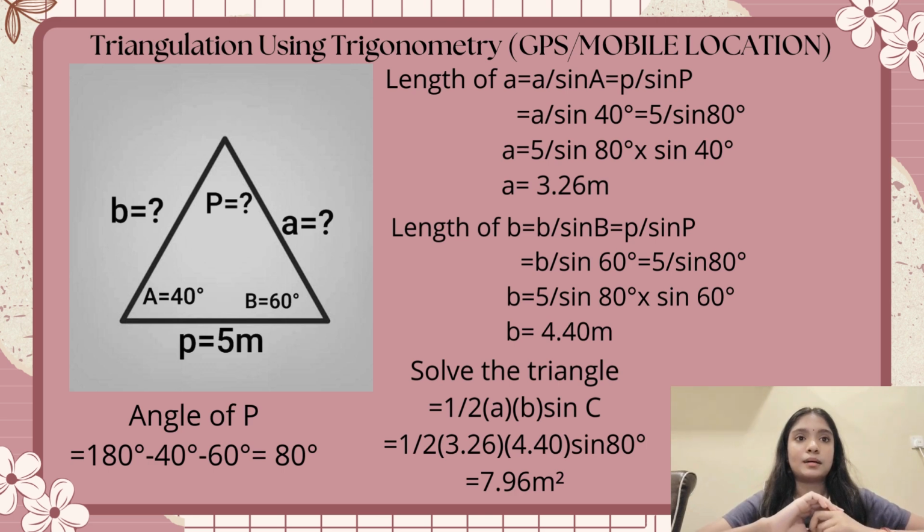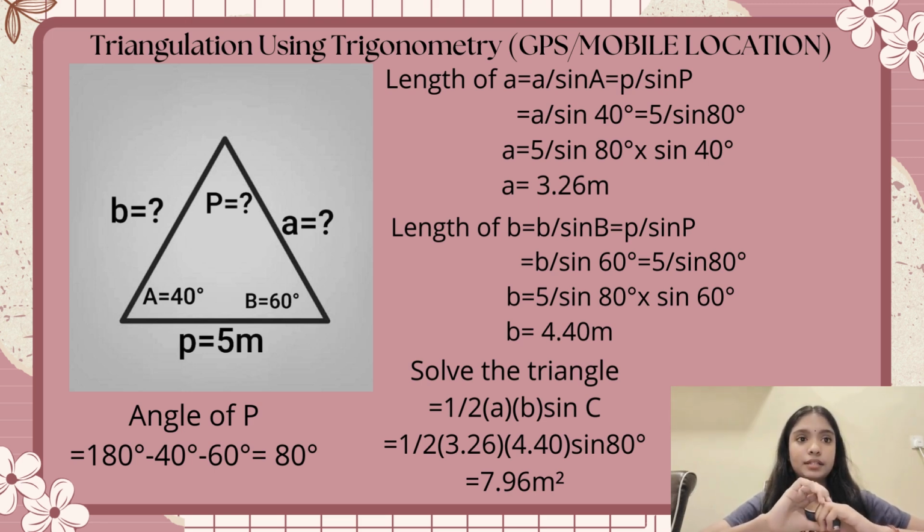Okay, length of B over sine B equals P over sine P, and after we insert the values and calculate, we will get the value of B as 4.04 meters. Okay, and finally we need to solve the triangle.